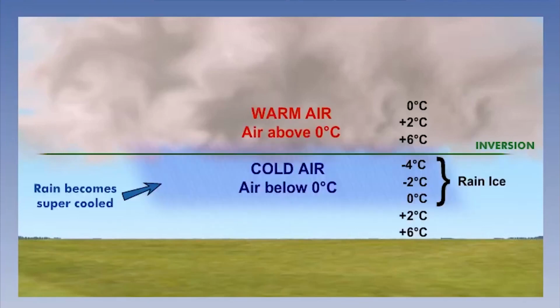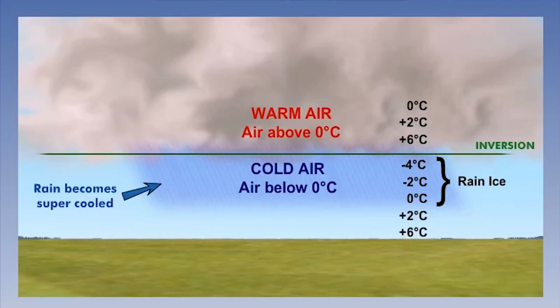Freezing rain occurs when rain droplets fall into an area where they become supercooled. In order for this to happen, there must be a layer of air above 0 degrees overlying a layer of air below 0 degrees. The diagram shows the cloud and rain formation within the warm layer. However, when this rain falls into the zone which has a temperature below 0 degrees, it may become supercooled.